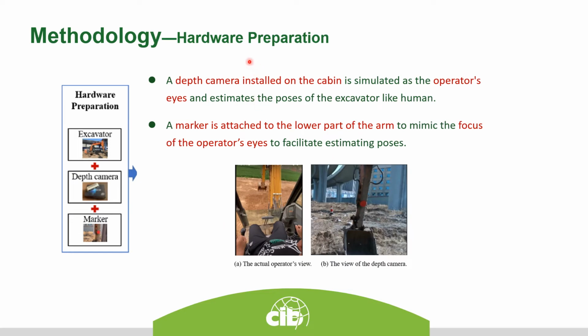The hardware preparation. In the first part, the depth camera installed on the cabin is simulated as the operator's eyes and estimates the poses of an excavator like a human. And then a marker is attached to the lower part of the arm to mimic the focus of the operator's eyes to facilitate estimating poses. And then, as shown in this figure, we can get a view similar to the operator's and avoid being occluded as much as possible. This is the first part of the methodology.